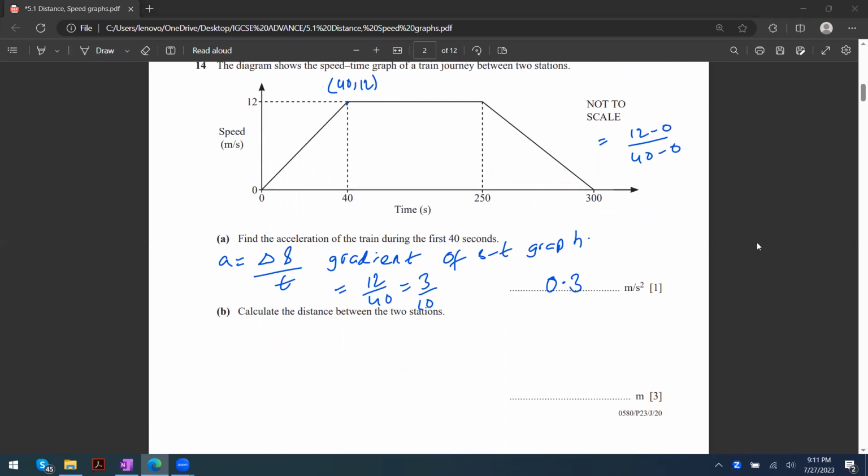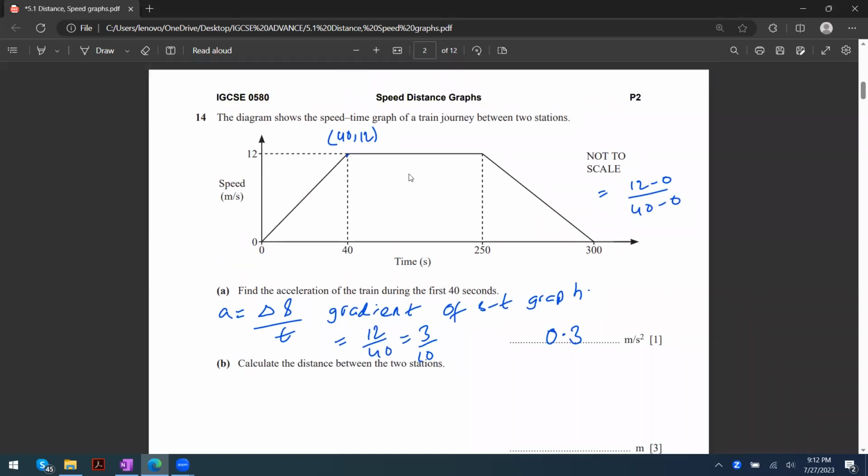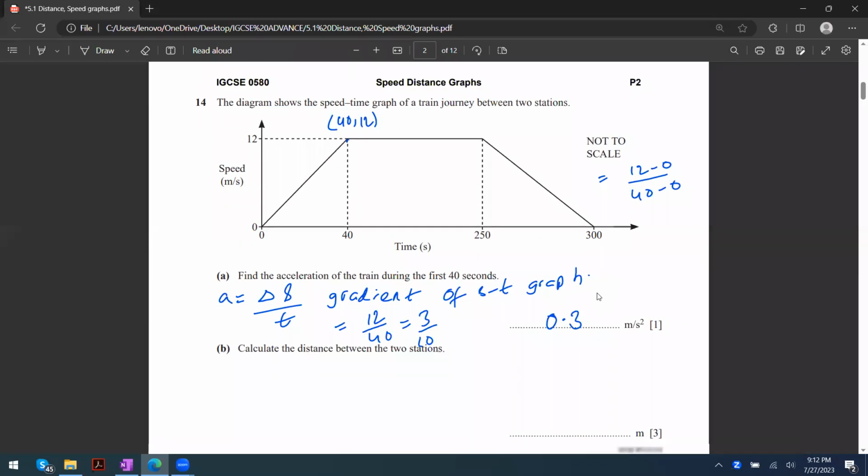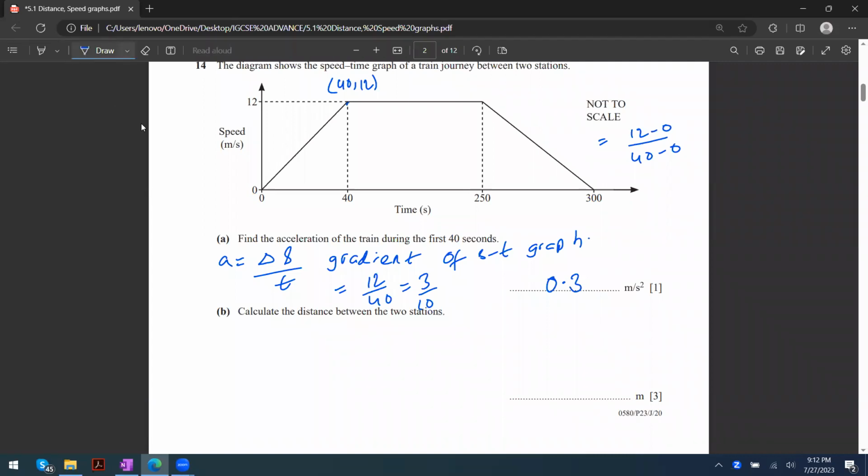Next, calculate the distance between the two stations. Distance from the speed time graph. Distance is area under the curve, because distance is equal to speed multiplied by time. And when we are finding area, we are actually multiplying speed with time. So let's divide this into three parts. This is A, let's say this is B, this is C.